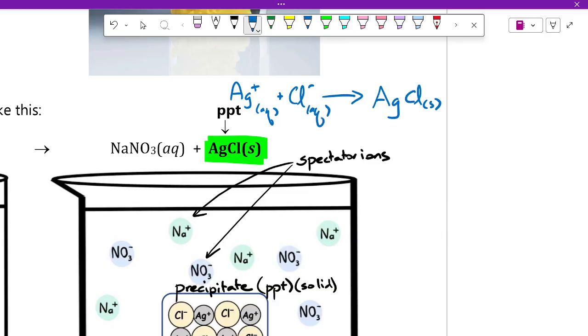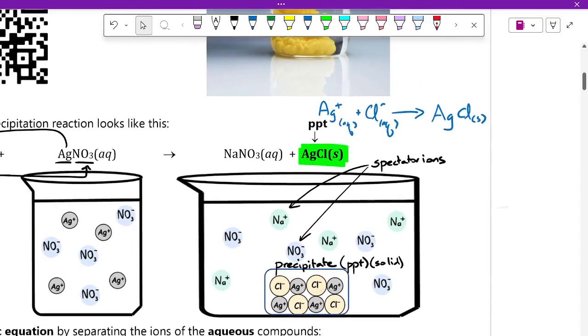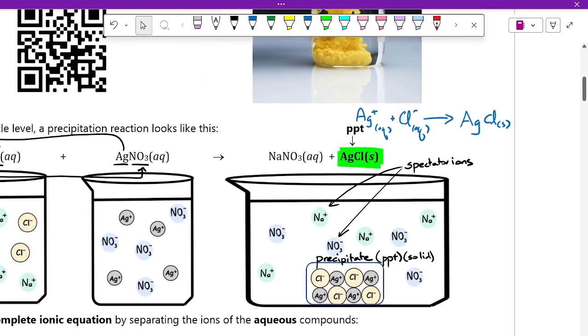Then you don't have to do the complete ionic in between, okay? You still should be able to write a complete ionic equation because you might be asked to, but if you want to go straight to the net ionic, if that's what you're asked for, you can do so, okay? So that's a situation where we have one precipitate.